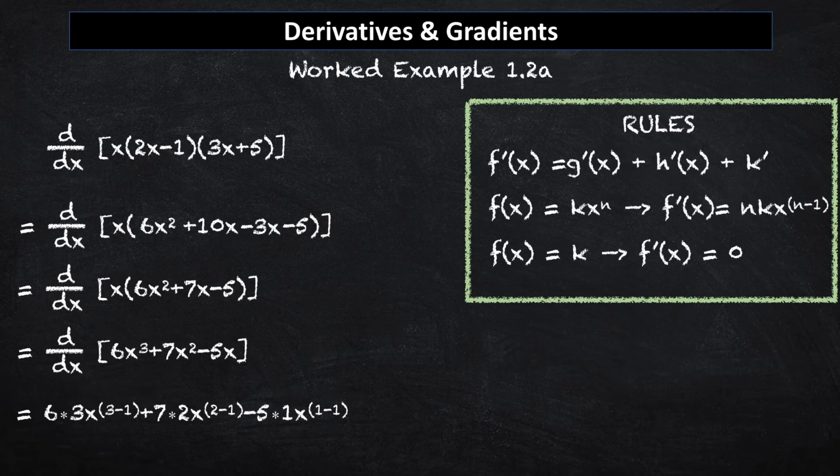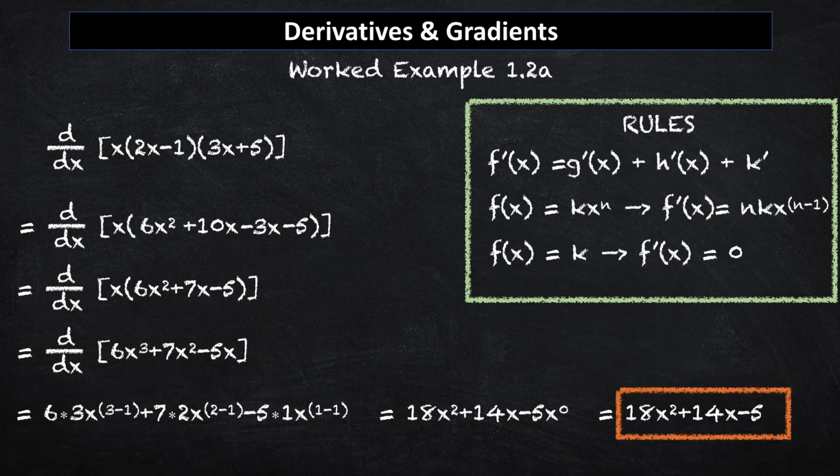This expression then becomes 18x to the power of 2 plus 14x minus 5x to the power of 0, which is 18x to the power of 2 plus 14x minus 5, and this is the final answer, the final derivative of the initial function.